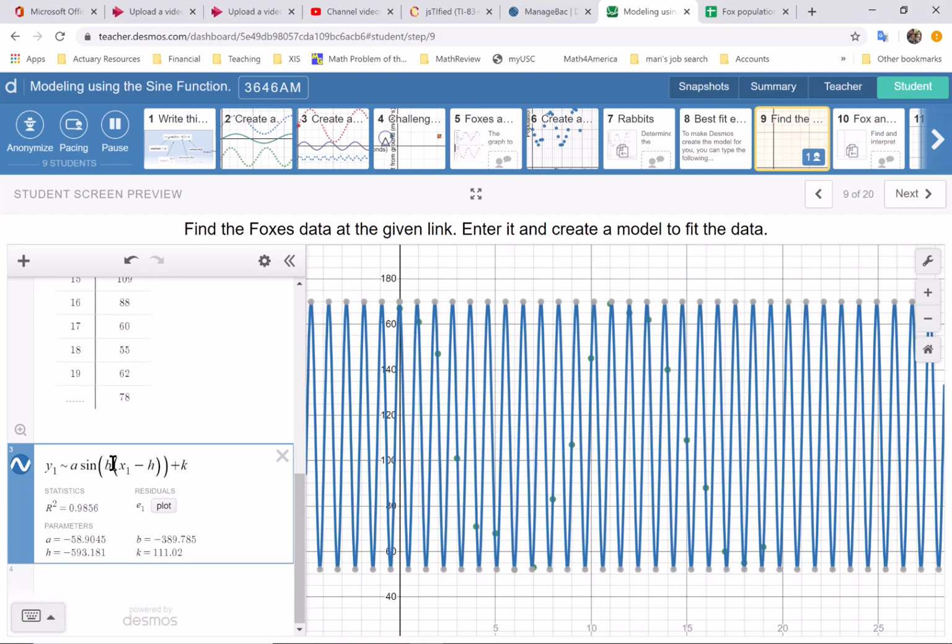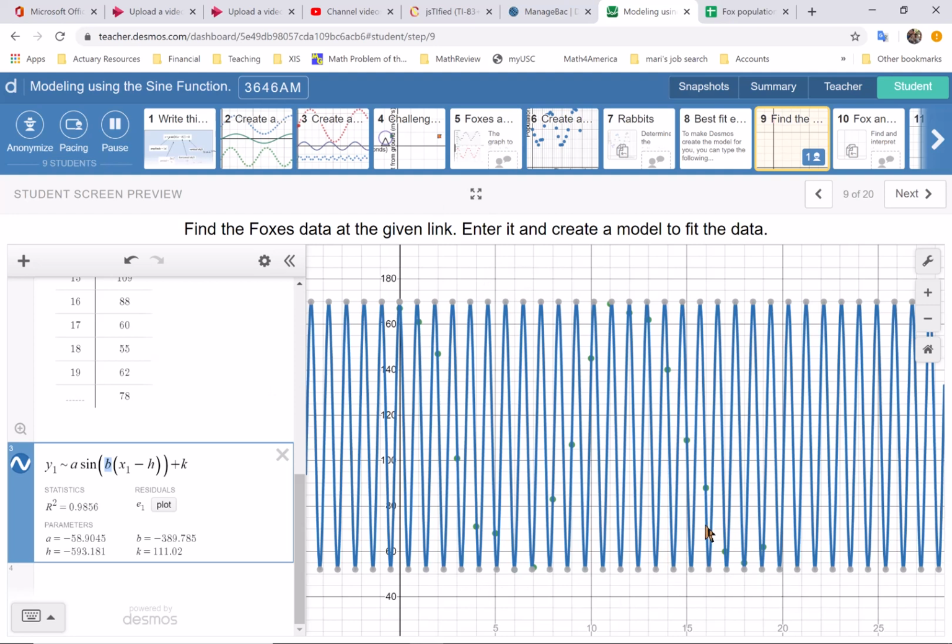So then we're going to modify this, and we know that the period is determined by b, right? So what we want to think is, okay, what should the period be for this? We kind of talked about this in the rabbit problem. This is going to vary based on the cycle of the year, right?